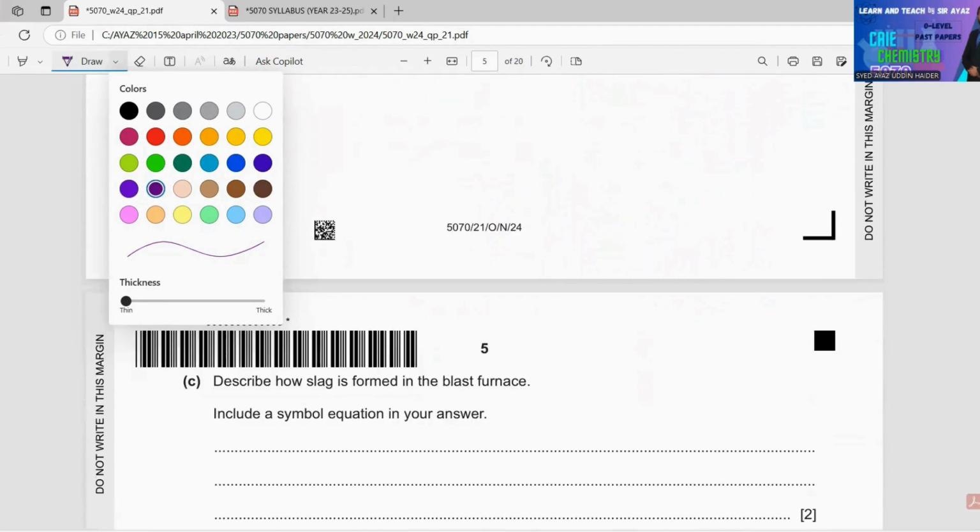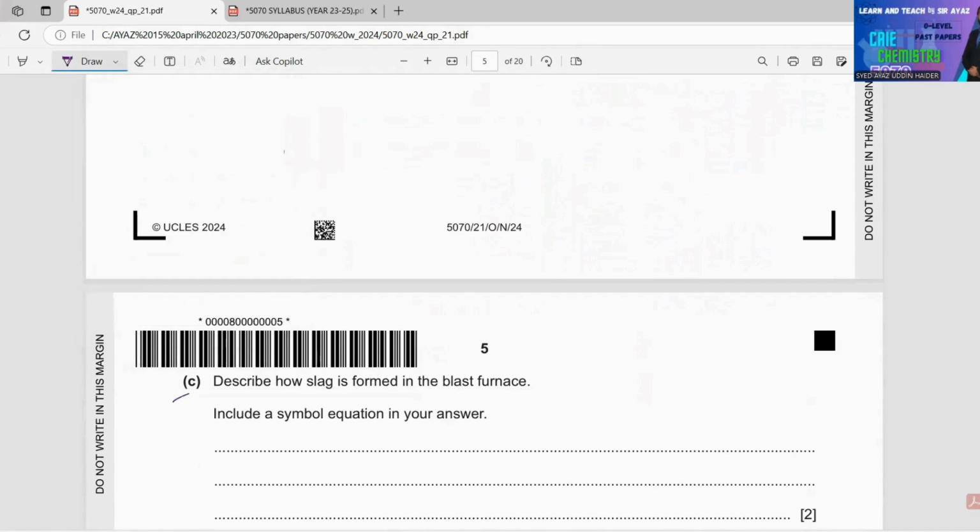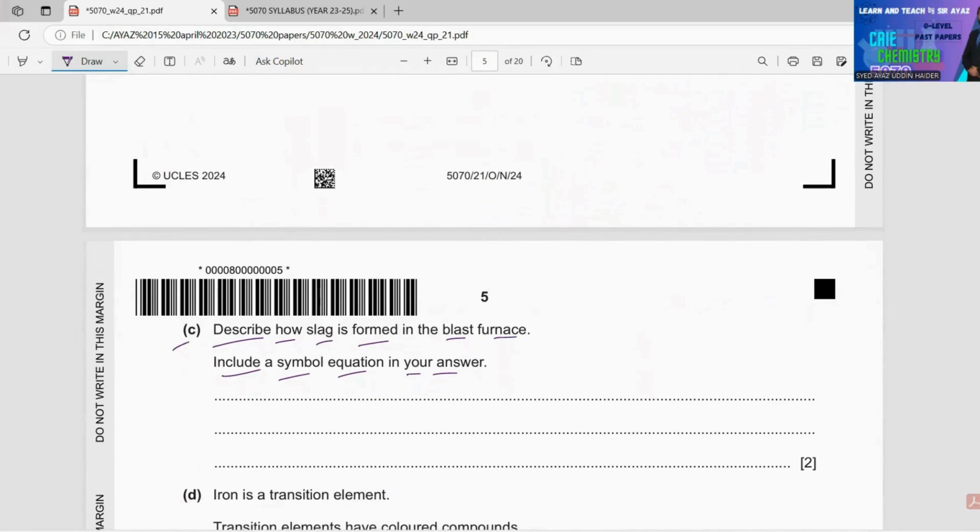Part C. Describe how slag is formed in the blast furnace. Include a symbol equation in your answer. So you have to describe first. What's happening is that calcium oxide reacts with silicon 4 oxide.